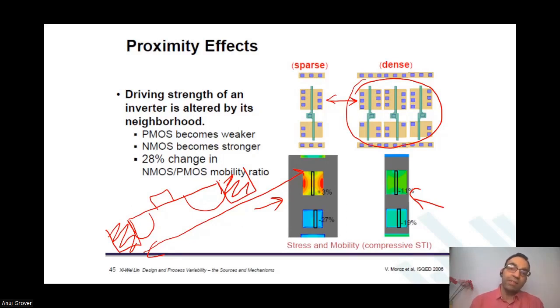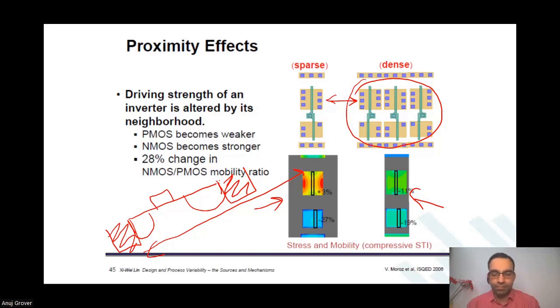And the stress is different for sparsely placed devices, and it is very different for densely placed devices, because STI can absorb some part of the mechanical stress. It will not absorb all the mechanical stress. Or when there is a lot of STI, it gives a different kind of stress versus when there is a little bit of STI there. Okay.